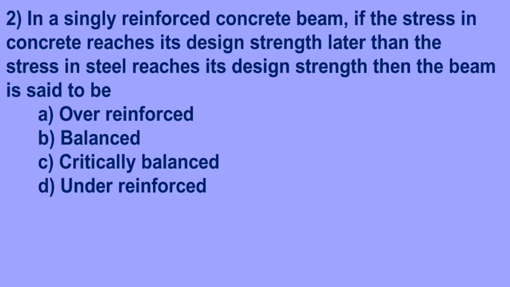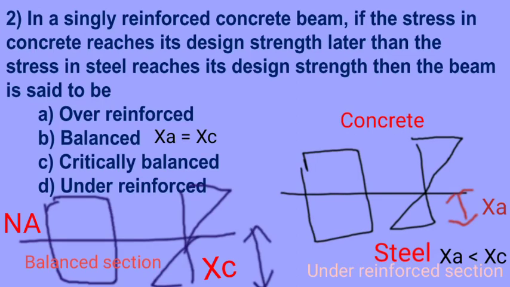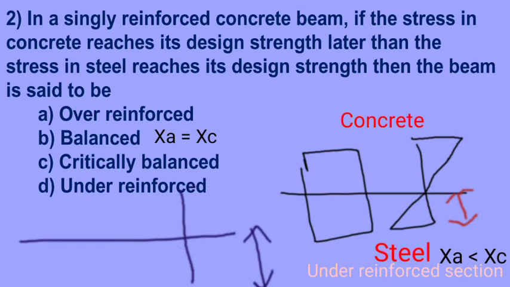Here it is clearly mentioned that the stress in concrete reaches its design strength later than the stress in steel reaches it. So it means the stress in steel reaches its design strength earlier than the stress in concrete. So it is an under reinforced section. Here, before the structure fails, the steel reaches its design strength. So we will get time to escape. If it is over reinforced, the stress in concrete reaches its design strength earlier than the stress in steel. So in an over reinforced section, sudden failure occurs. So here the answer is option D, under reinforced.